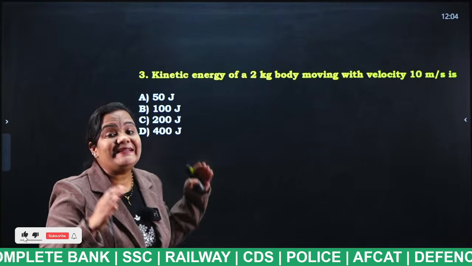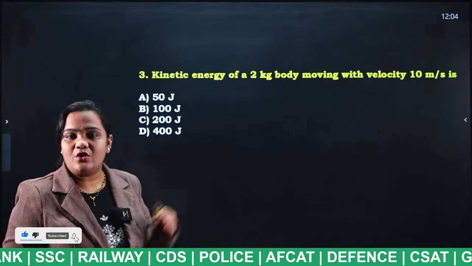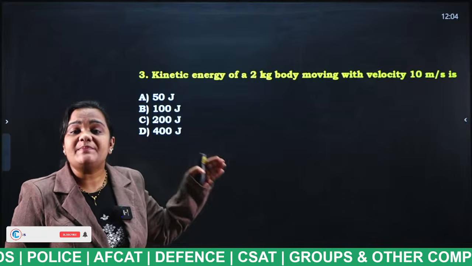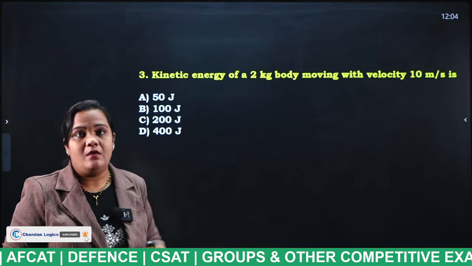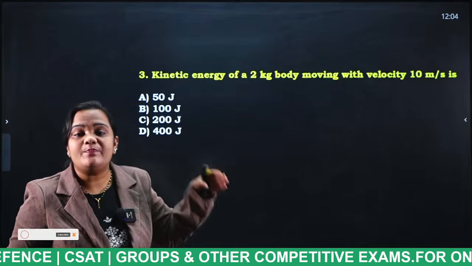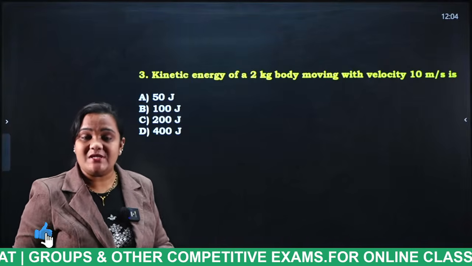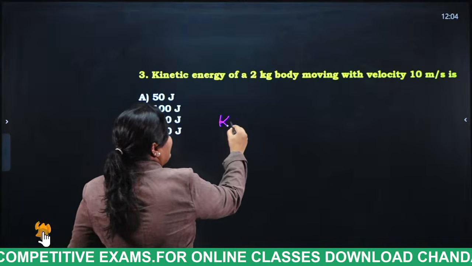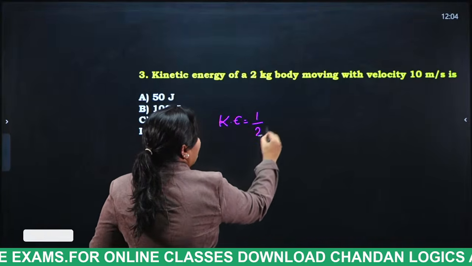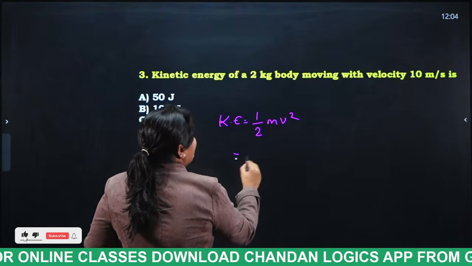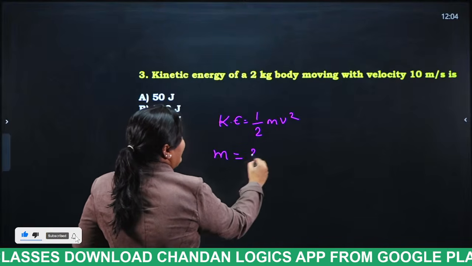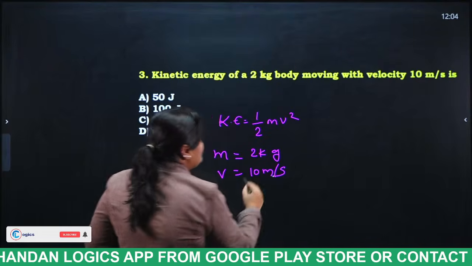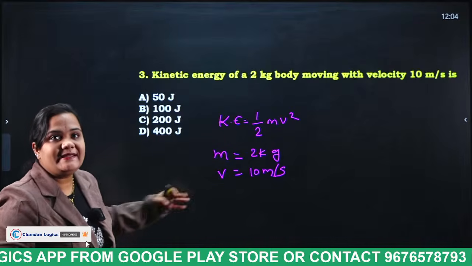So we have to find the kinetic energy. Everybody knows what is kinetic energy, students. Kinetic energy is nothing but the energy possessed by virtue of its motion. The energy possessed by virtue of its motion is known as what, students? Kinetic energy. So what is the formula for kinetic energy? Kinetic energy is equal to half mv squared. That means m is equal to 2 kgs and v is equal to 10 meters per second. If you substitute these values in this formula, you will get the answer.